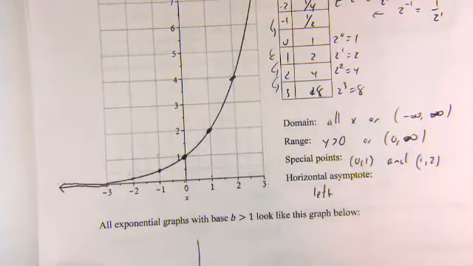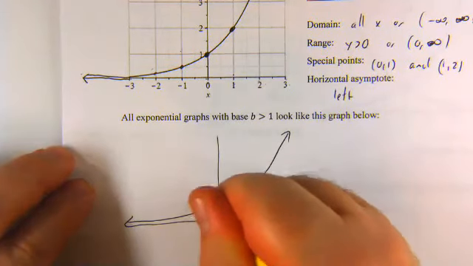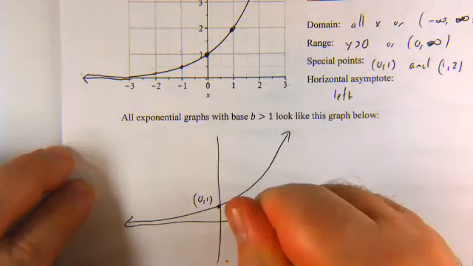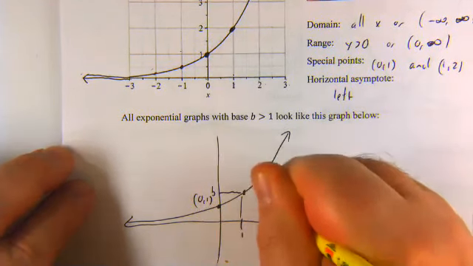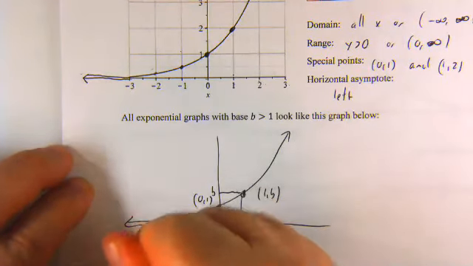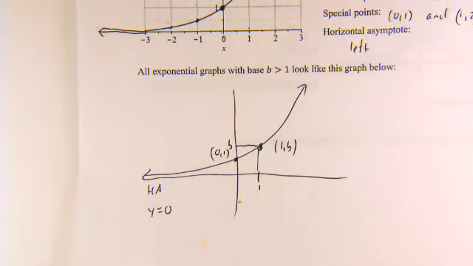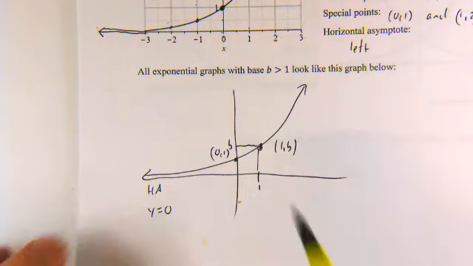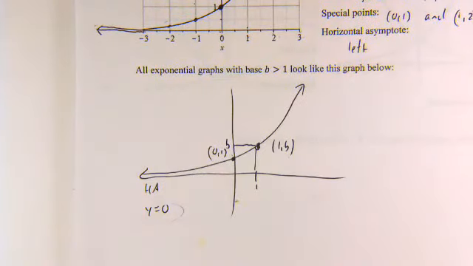When you're asked to graph an exponential graph, what does it look like? It looks like that. Sorry about that. It looks like that. This is the point 0, 1. And at 1, your y value is b, whatever your base is. And a horizontal asymptote, y equals 0 out to the left. So that's the basic exponential graph: 2 points, 0, 1 and 1, b, where b is your base, and a horizontal asymptote, y equals 0 out to the left.